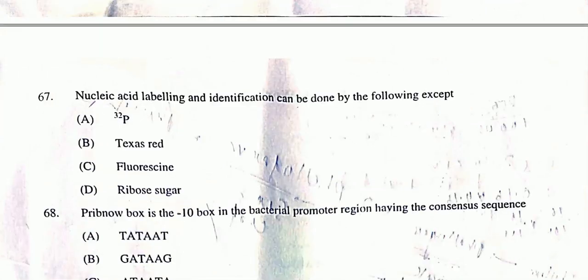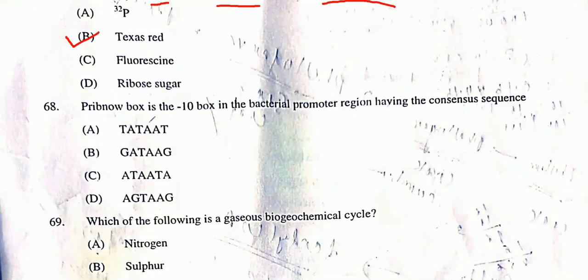Coming to question number 67. Nucleic acid labeling and identification can be done by the following, except Texas red. So you don't use Texas red for the labeling and identification of the nucleic acid. Question number 68. Pribnow box is the -10 box in the bacterial promoter region having the consensus sequence. So the consensus sequence will be TATAAT. So option A will be the correct one.